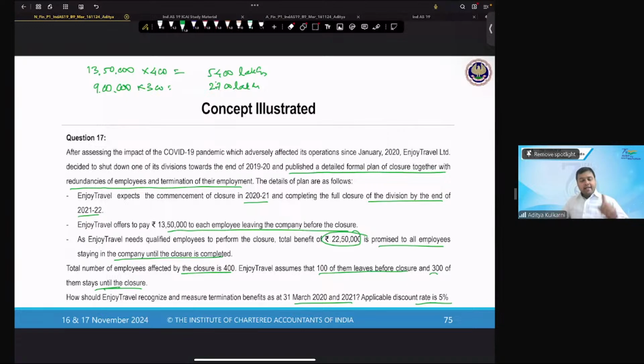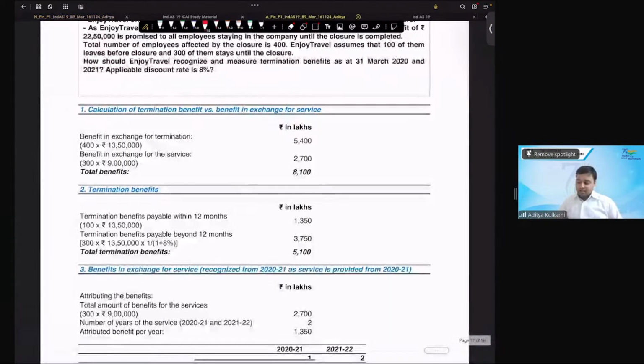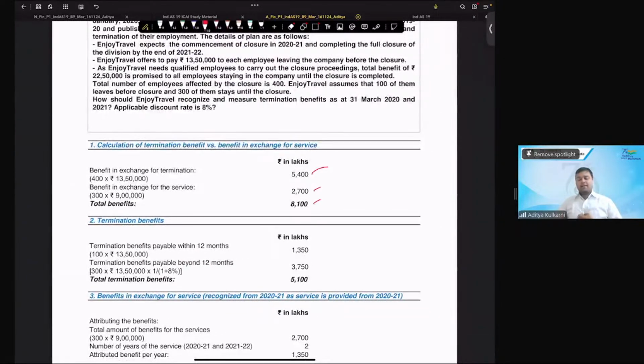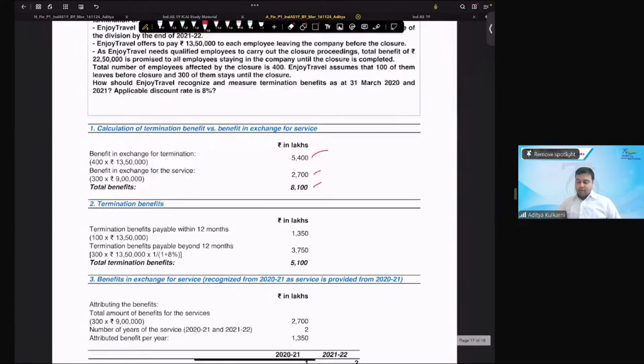Yes. So my termination benefit is 5,400 lakhs. My service benefit is 2,700 lakhs. Are you able to follow? Yes, sir. So that is the first step in this question. Whenever a question comes on termination benefits, you need to identify what is the actual termination benefit. So 5,400 plus 2,700, 8,100 is the total amount that we are paying.